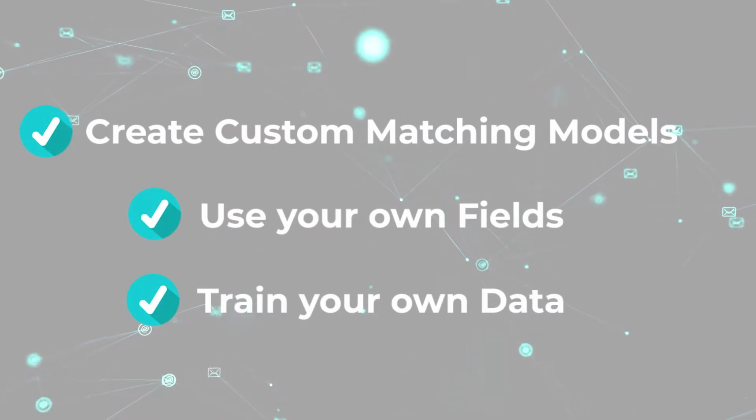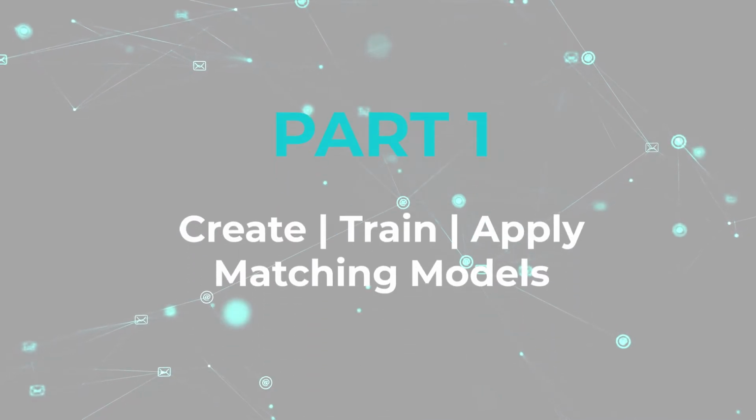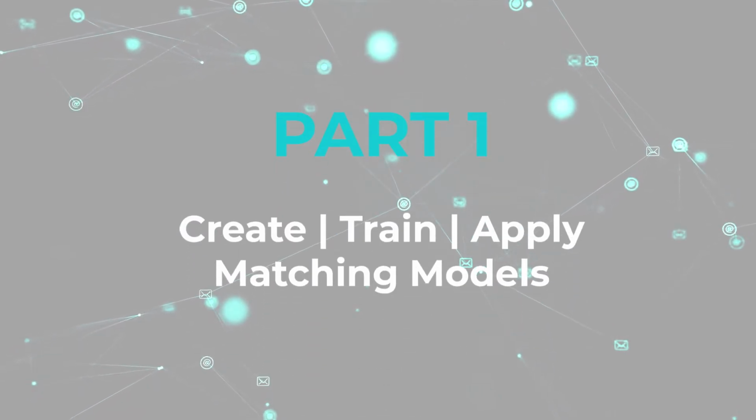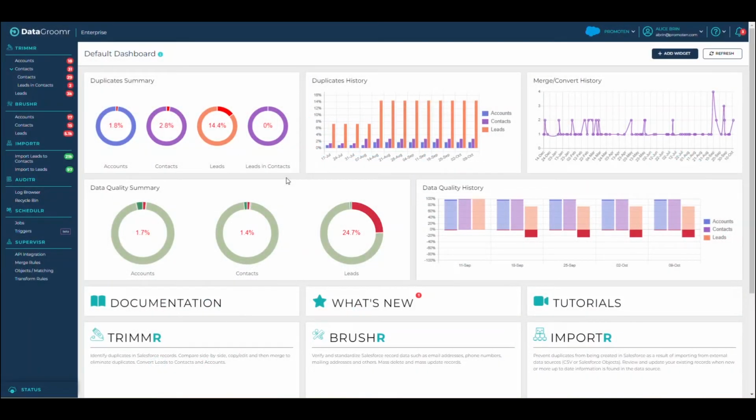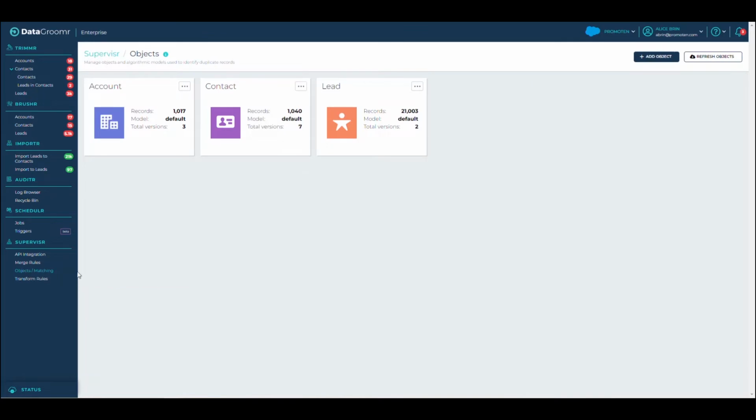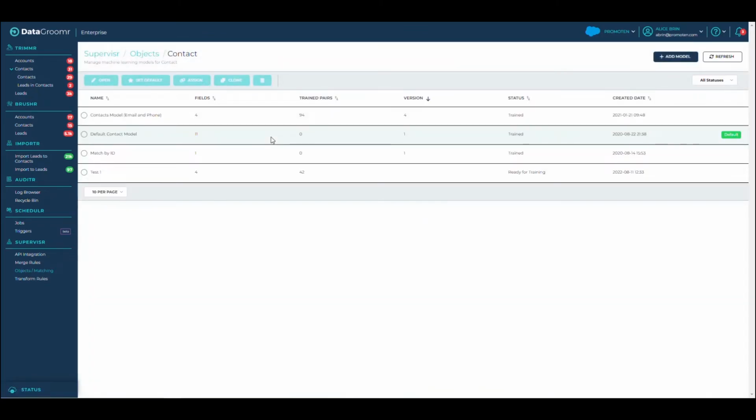This is the first of a two-part video series covering matching models. In part 1, we will demonstrate how to create, train and apply customized machine learning models for your datasets. You will find matching models inside the SUPERVISR module under Objects section. Click on this section and then on the object for which the model will apply. This window allows users to create new models or work with the ones that already exist. Let's start by creating a new model.